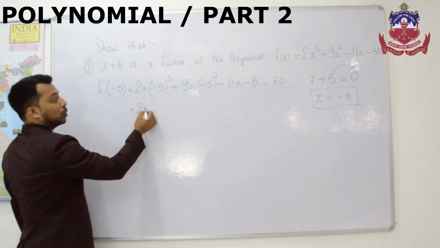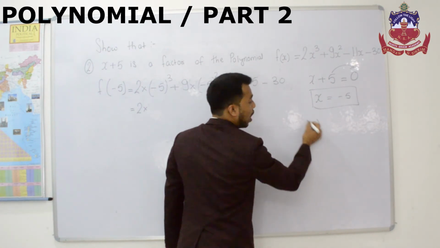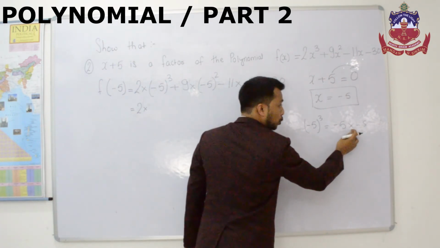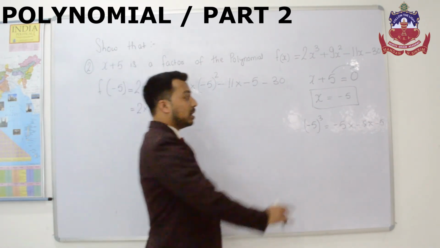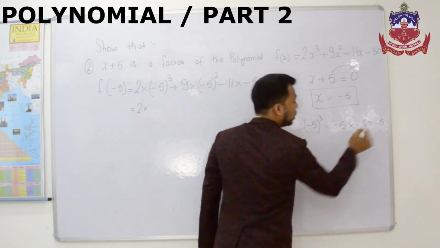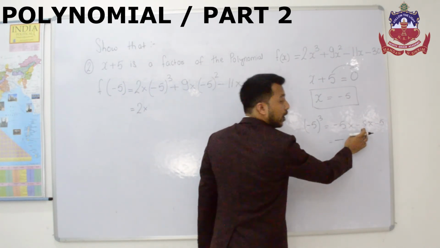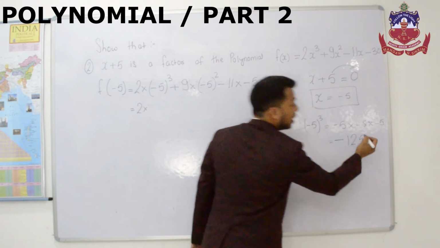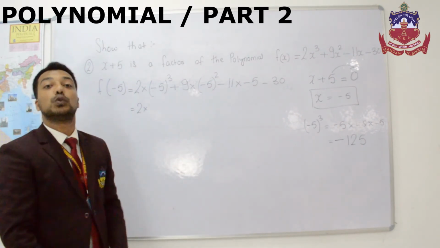So 2 into, now minus 5 is multiplied 3 times. That is, minus 5 to the power 3 can be multiplied this way: minus 5 into minus 5 into, one more time, minus 5. First of all, we'll multiply the sign. So minus into minus will give us plus, and plus into minus will give us minus. That means we have the sign minus. 5 into 5 is 25, and 25 into one more time 5 will give us 125. That is, when minus 5 is multiplied 3 times, the answer that we get is minus 125.